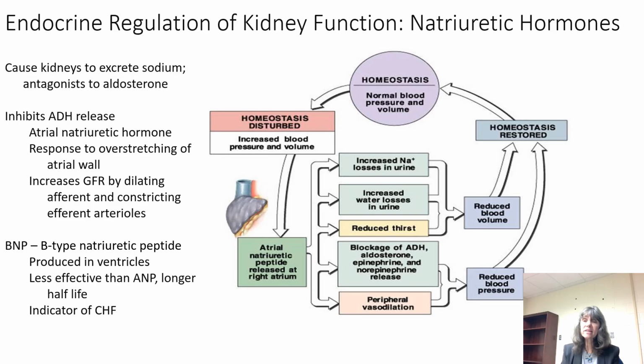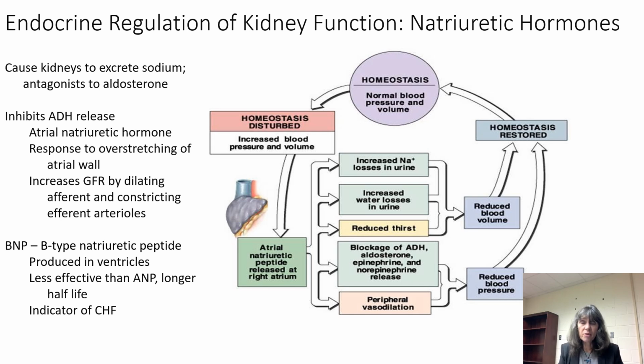Other endocrine regulating hormones include natriuretic hormones, and these are hormones that actually cause the kidneys to excrete sodium, and if they get rid of sodium, water is going to follow. These act as antagonists to aldosterone. Remember, aldosterone causes us to keep sodium and then water follows, so we increase blood volume. Well, natriuretic hormones work in the opposite direction, so they actually inhibit the release of antidiuretic hormone.